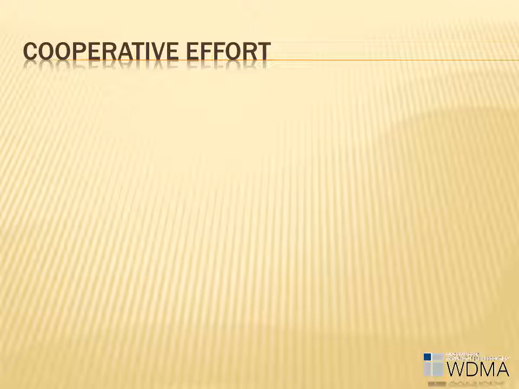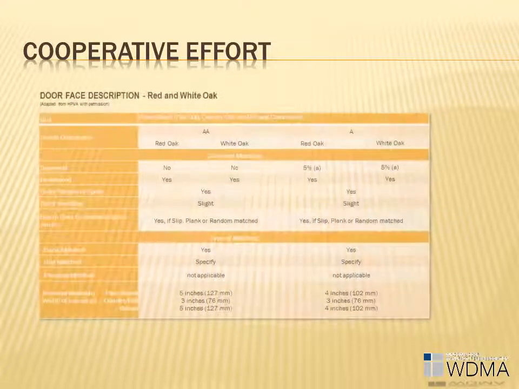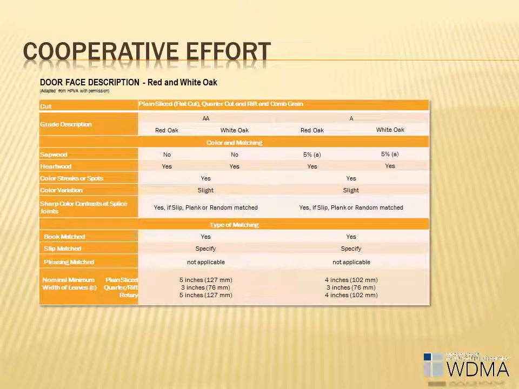ANSI WDMA I.S.1A is the culmination of intensive work by the WDMA Architectural Door Codes and Standards Committee and many other individuals and organizations. For example, WDMA worked with the Hardwood, Plywood, and Veneer Association, creating new face veneer charts that specifically apply to architectural and commercial wood flush doors. WDMA then adopted these charts for use in I.S.1A.